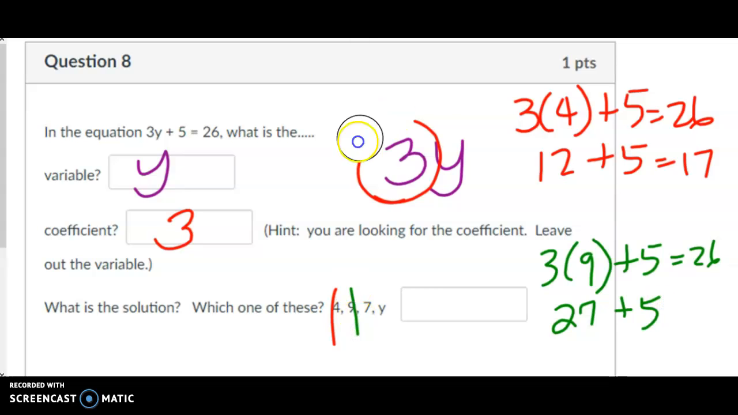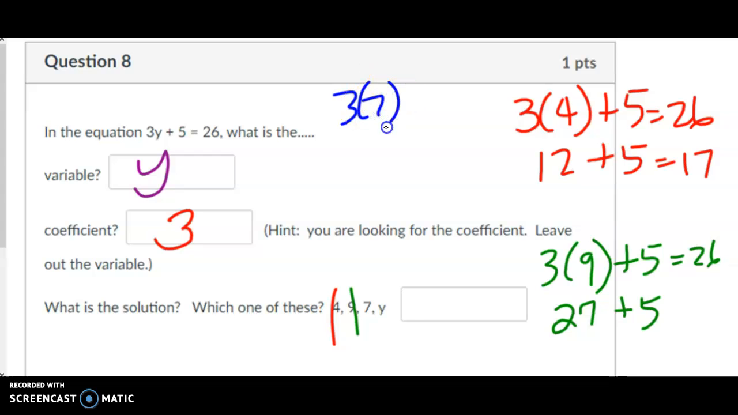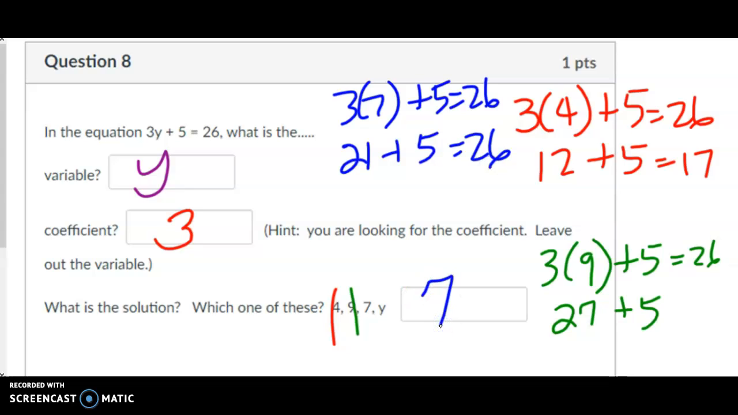Let's try 7. So here we go with 7. We have 3 times 7 plus 5. Will that equal 26? Let's see. 3 times 7 is 21, and 5 more is 26. 7 will be our answer, and y is our variable. We're not going to even use that.